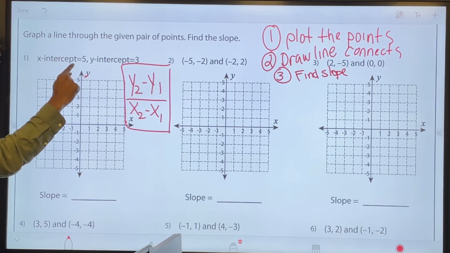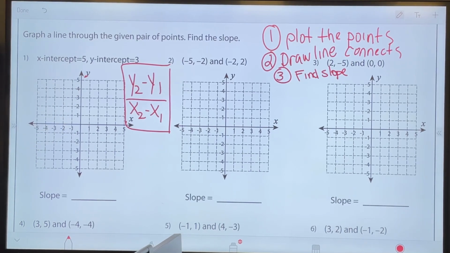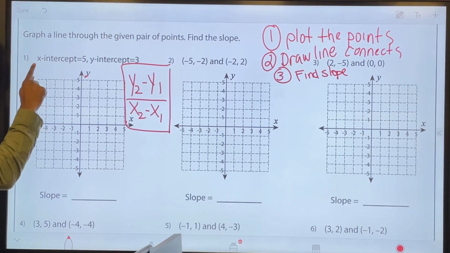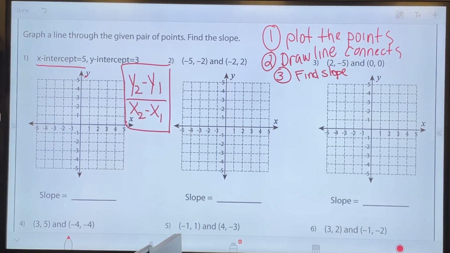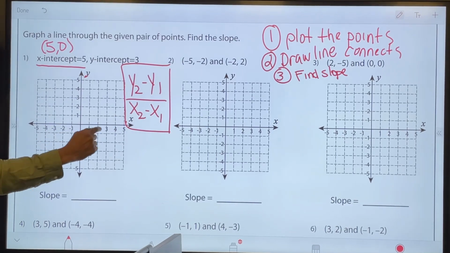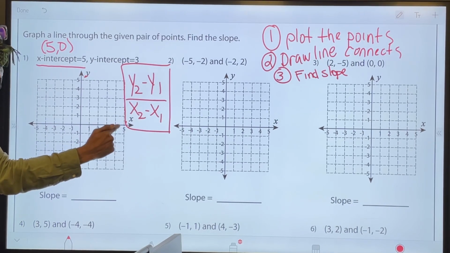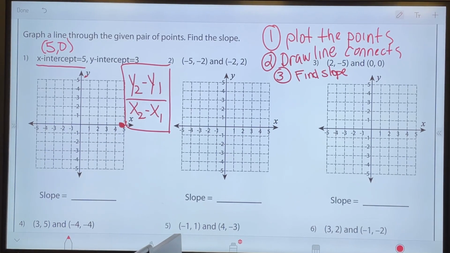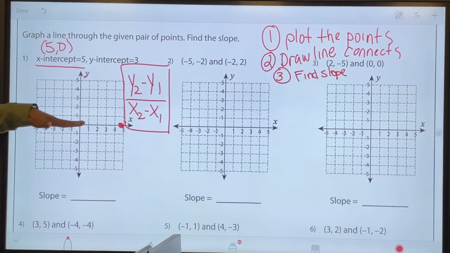So what are they telling us the first x value is? Read. It says what? Any x-intercept, it's the x value and 0. Well, what's the x value? 5. So this point is 5 and 0. Go to your point. Where would 5 and 0 be? Here's 5 on the x and 0 on the y. Because think about it, this is the x-axis, and 0 is flat. 1 would be here, 2 would be there. So this is 5, 0.